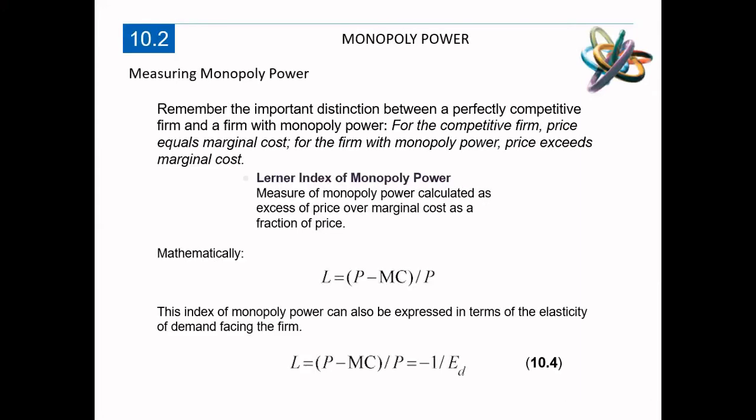Let's go for the Lerner index. The Lerner index is one of the most important things, which is measuring the monopoly power. How we can measure the monopoly power? How we can measure what we call the concentration ratio? So what is the Lerner index? The Lerner index measures the power of the monopoly, calculated as the excess of price over marginal cost.